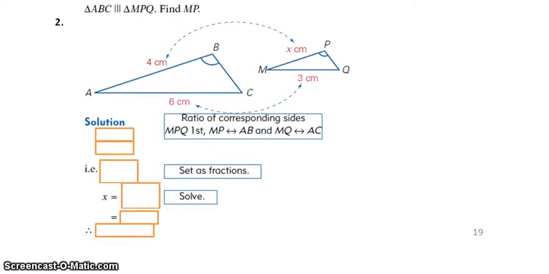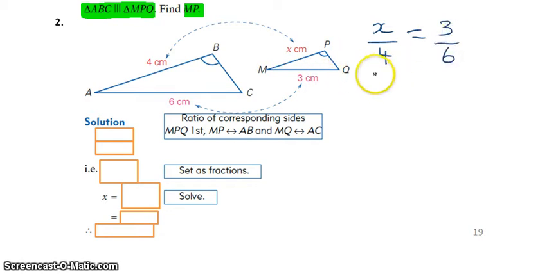Let's have a look at the second example together. We're going to do a similar thing. It says triangle ABC is similar to triangle MPQ, and they want us to find MP. This time I'm trying to find MP, and that's x centimeters. So I'm going to go x over, I started in the small one, and the matching side is 4, or AB. And that is equal to, coming back to the triangle I started in, 3 over 6, or a half.